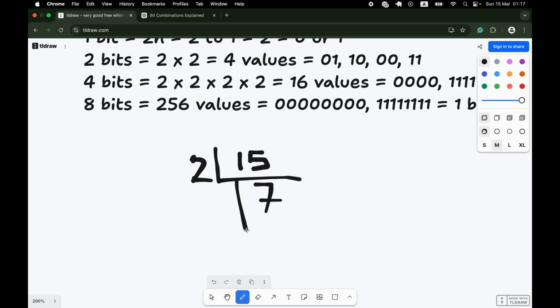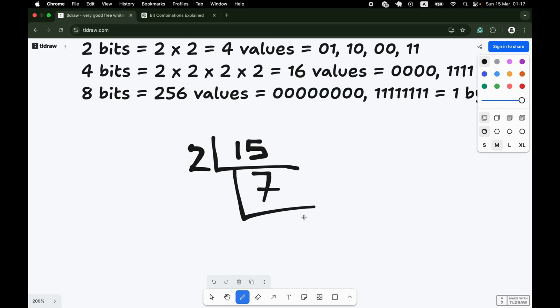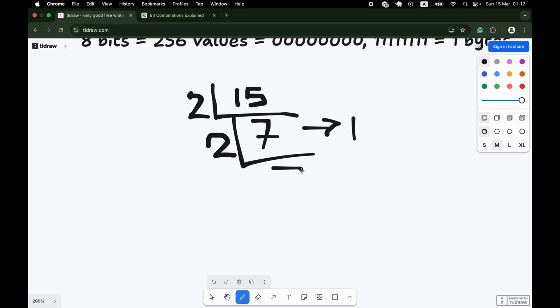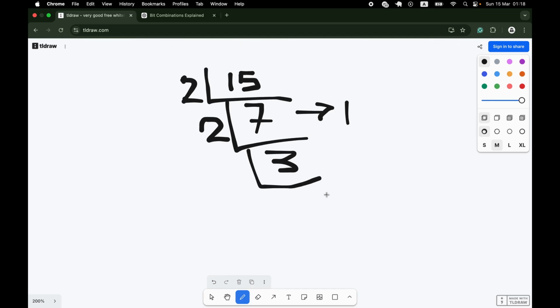So if we subtract by 14, the remainder value is gonna be 1. And this time again, we will divide it by 2 until the quotient value is 0. The quotient value is 3, right? So 2 times 3 is gonna be 6. So 7 minus 6 is gonna be 1. So the remainder is gonna be 1, right?